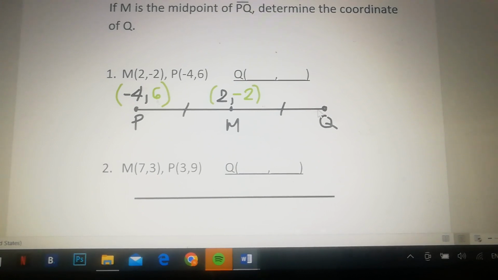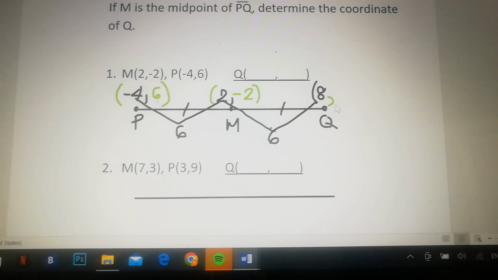So using the common difference, using our arithmetic sequence, the difference between these two terms, 2 minus negative 4, is equal to 6. So therefore, to get the x coordinate of Q, we simply add 2 and 6. So 2 plus 6 is equal to 8. So the x coordinate of the other endpoint is equal to 8.